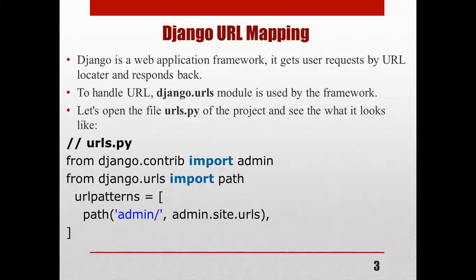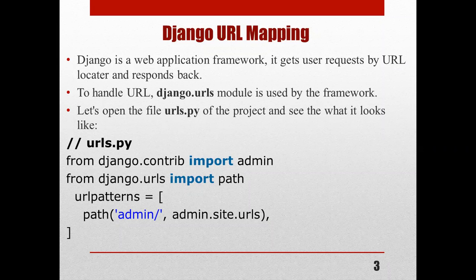So here Django is a web application framework. It gets the user's request by URL locator and responds back. We send the request to the Django web application framework by the HTTP request. We send that request through the URL locator. So it gets that request and responds back to that request.